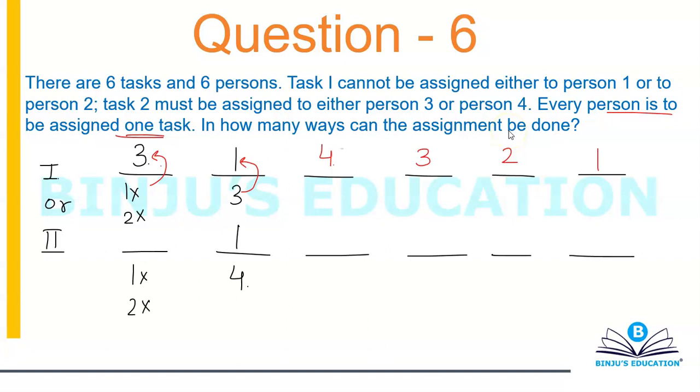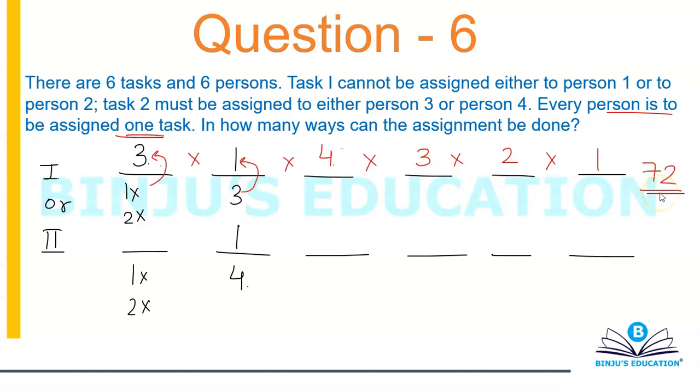So our total number of cases will be, since I want to complete all these 6 tasks, it has to be first task and second and third and fourth and fifth and sixth, and 'and' stands for multiplication, so it will be 3 into 1 into 4 into 3 into 2 into 1. So 3 into 4 is 12, 12 into 3 is 36, 36 into 2 is 72.